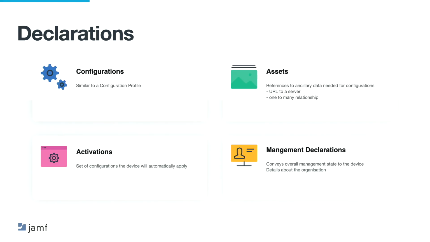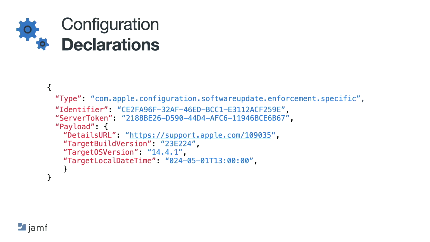There are 4 kinds of declarations. So configurations, think of them kind of like configuration profiles. They're not too dissimilar. So, you can use them for configuring things like passcodes, software update, those sorts of things. Assets are references to data that the configuration will call on. This is where declarations start to get very different from configuration profiles, and we'll have a look at that in a second. Activations are a set of configurations for a device to apply atomically based on criteria that you can set, and management declarations are used to convey static management state information.